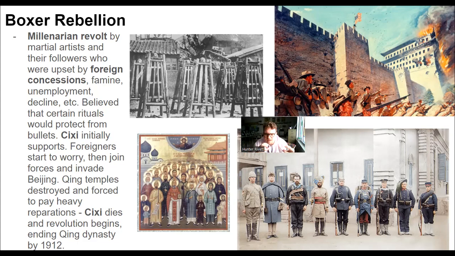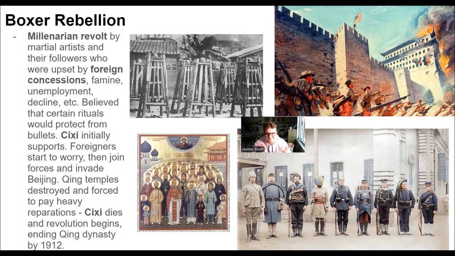All of these countries who have foreign concessions in China send in military units and topple and take out the Boxers. They actually burn Buddhist and Confucian temples, and they force the Qing to give them further concessions and to pay heavy reparations. So this is finally quelled in 1901, 1902.